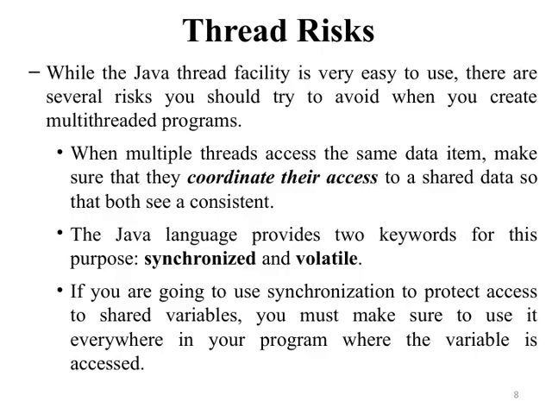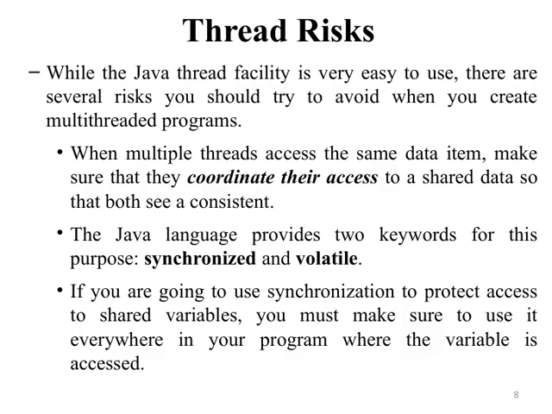Now, let's talk about thread risks. While Java's thread facilities are really user-friendly, there are some pitfalls you should watch out for when creating multi-threaded programs. One of the biggest issues arises when multiple threads access the same data item. If they don't coordinate their access properly, you might end up with inconsistent or unexpected results. Java helps us manage this with two key keywords: synchronized and volatile. These are essential tools for ensuring that shared data remains consistent across threads.